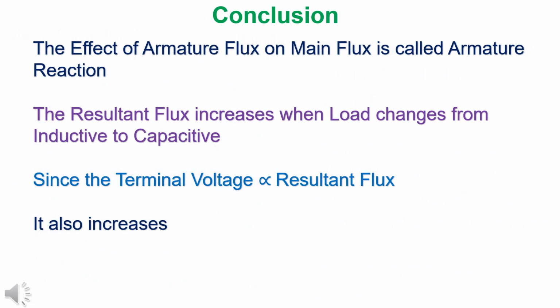The effect of armature flux on the main flux is called armature reaction. When the load changes from inductive to capacitive, resultant flux increases. Since terminal voltage is proportional to the rate of change of resultant flux, it also increases.